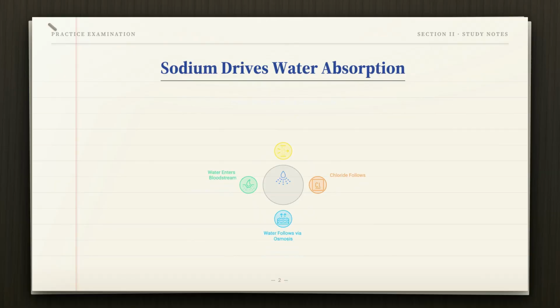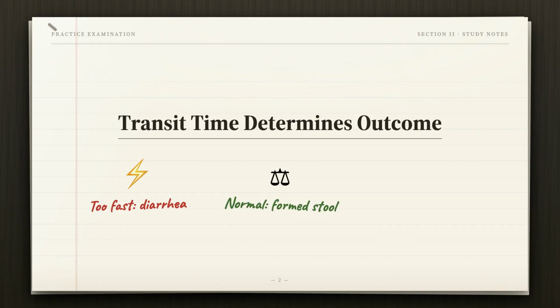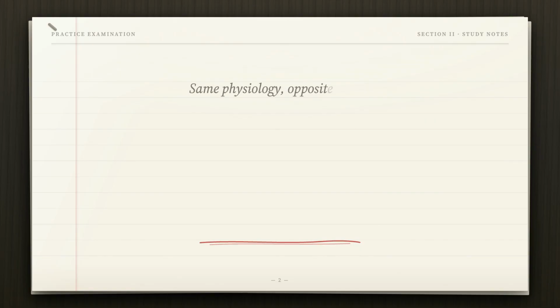The mechanism is simple. Sodium gets pumped out of the colon actively, chloride follows it, and water simply follows the osmotic gradient created by both. Water and electrolytes move together, never separately. Stool consistency is really just a readout of transit time. Move too fast and water never gets absorbed, causing diarrhea. Move too slow and too much water is pulled out, causing constipation. One variable, 2 opposite results.